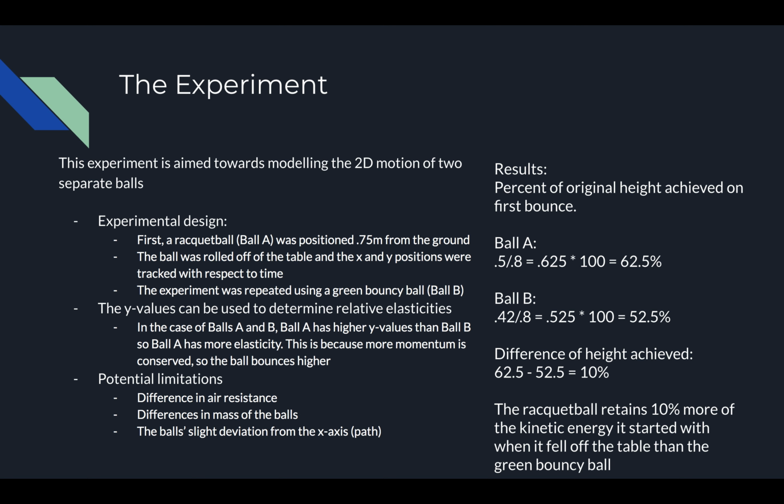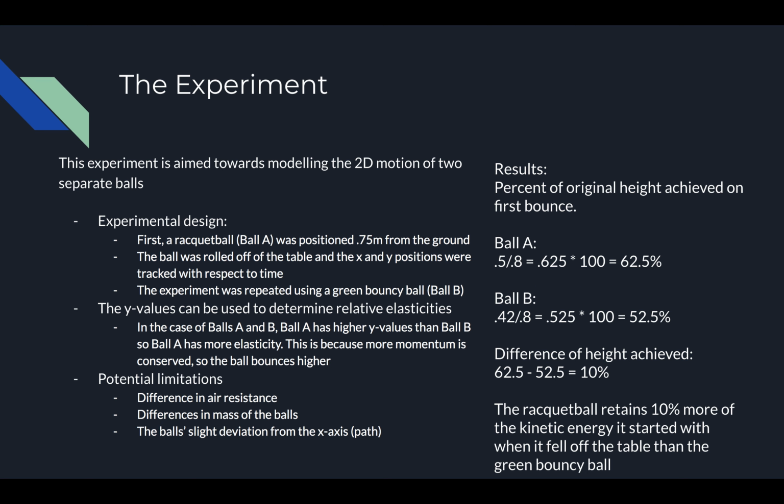And so some of the results here, after the initial bounce, ball A bounced 0.5 meters off the ground and ball B bounced 0.42 meters off the ground. Then we used this to determine the percentages, and ball A bounced 62.5% of its initial height, and ball B bounced 52.5% of its initial height. So we determined that there is a 10% height differential here, meaning that the racquetball retained 10% more of the kinetic energy it started with when it fell off the table, with respect to the green ball.